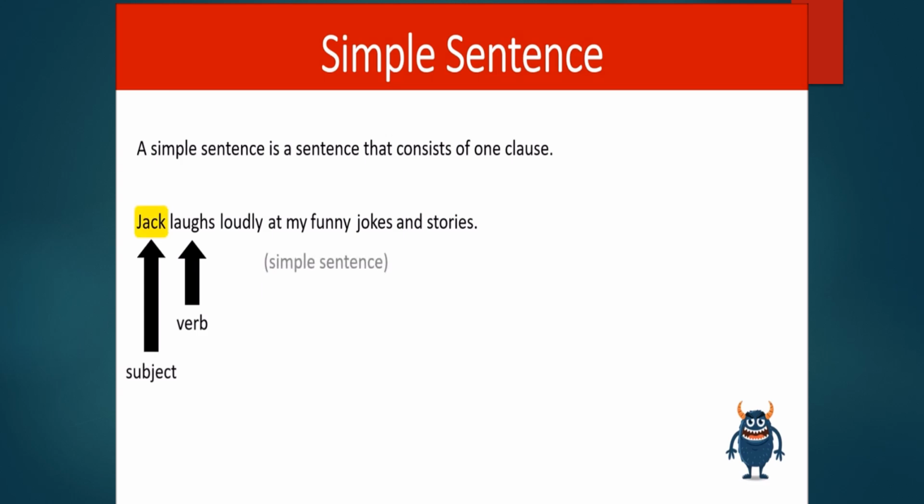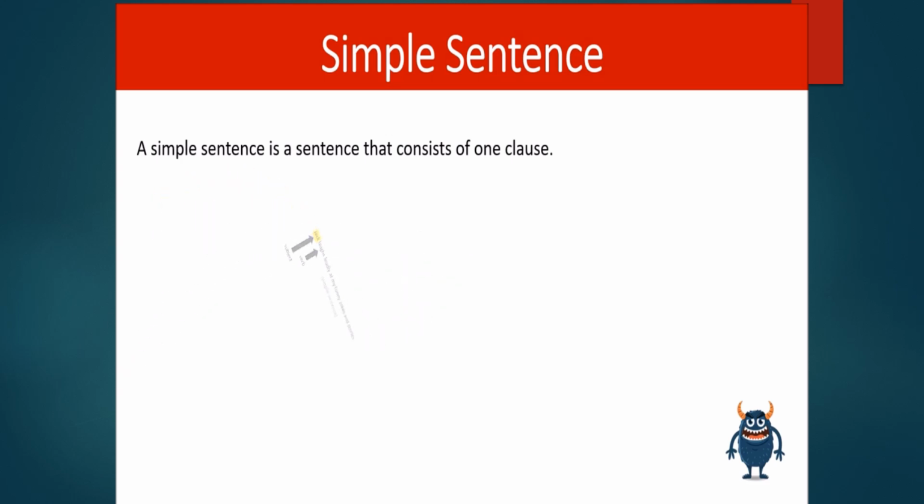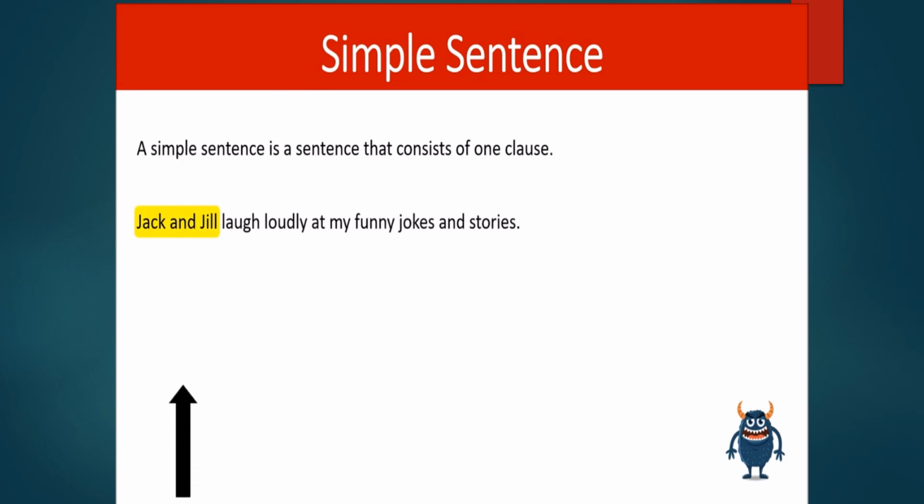Let's put up a similar example. Jack and Jill laugh loudly at my funny jokes and stories. Well, this is our subject. It's actually called a compound subject because it's made up of two elements, but it's still a single subject. It's a single subject that governs one verb. This is a simple sentence.